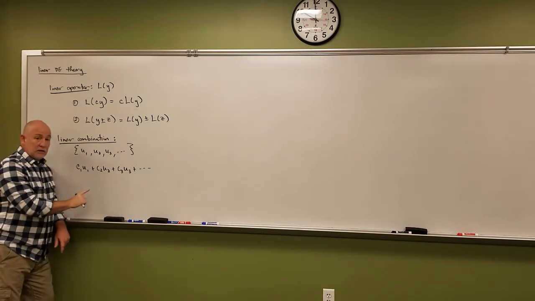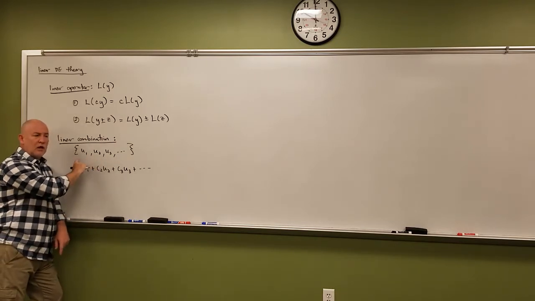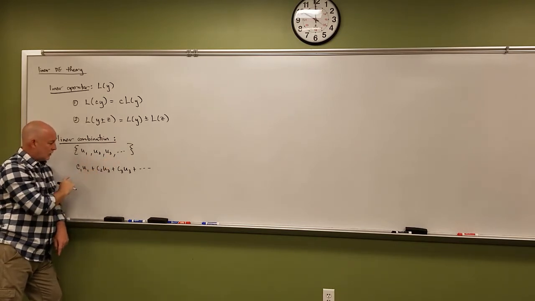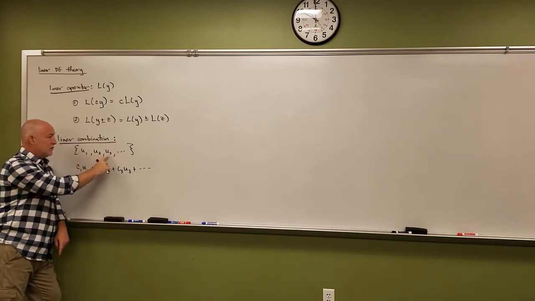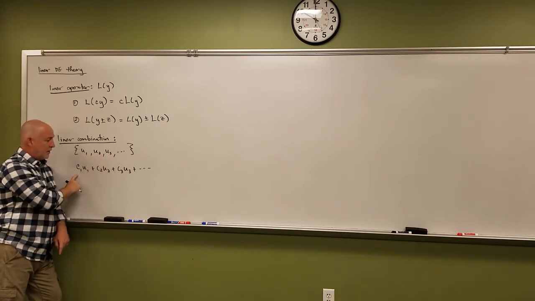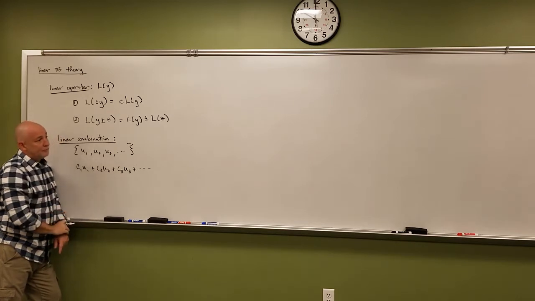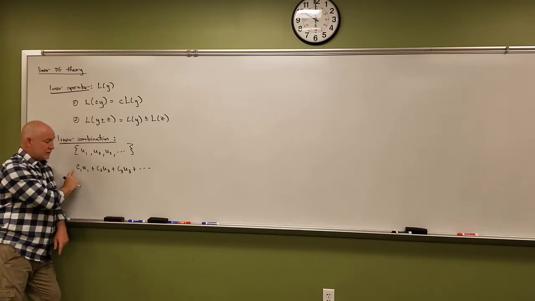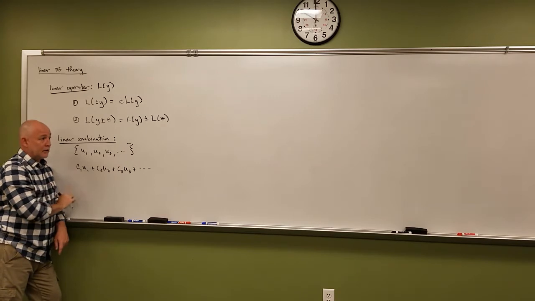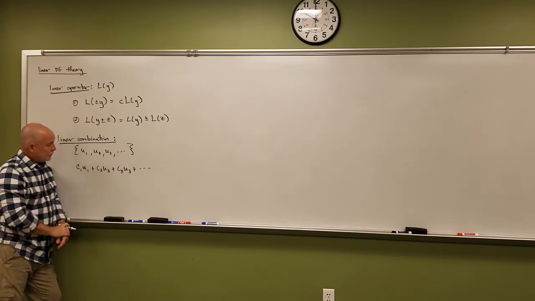So how do you make a linear combination? Most of the time these things are functions or vectors or something along those lines. You just take each individual thing, multiply by an arbitrary constant, then add them all up. Now we're going to run into this for the rest of the semester. We're making linear combinations all of the time.